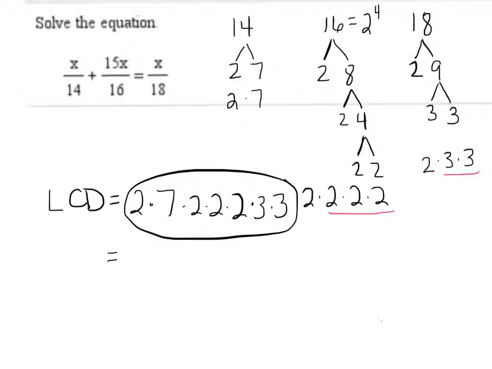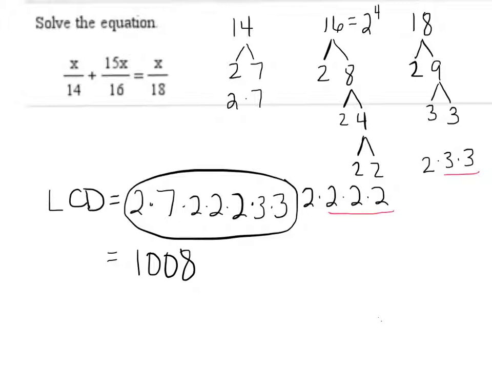So when you multiply all that out, you're going to get 1008. 2 times 7 is 14. Double that to multiply by 2 again, and then by 2 again, and by 2. Anyway, you get 1008. You could do that on your calculator a little bit faster. But that's your least common denominator.